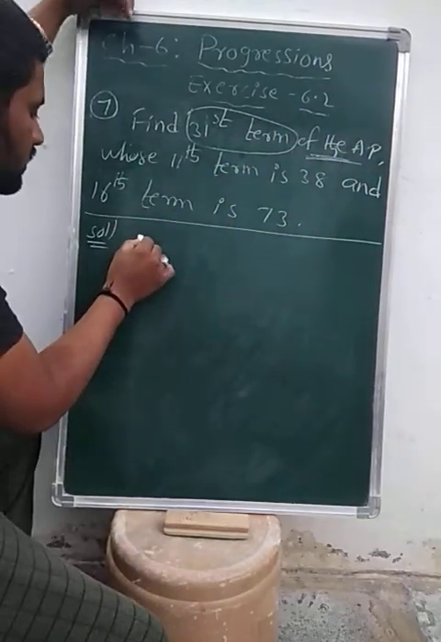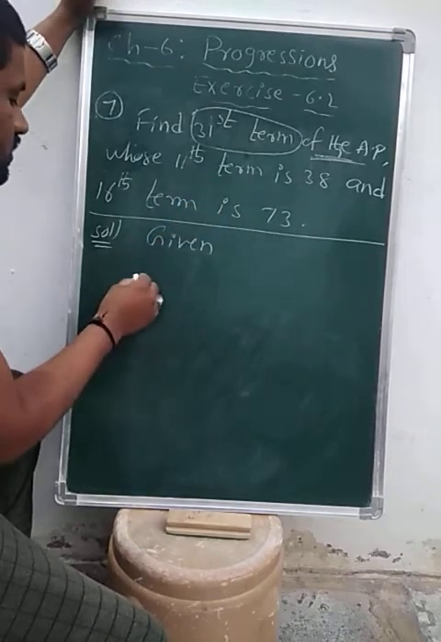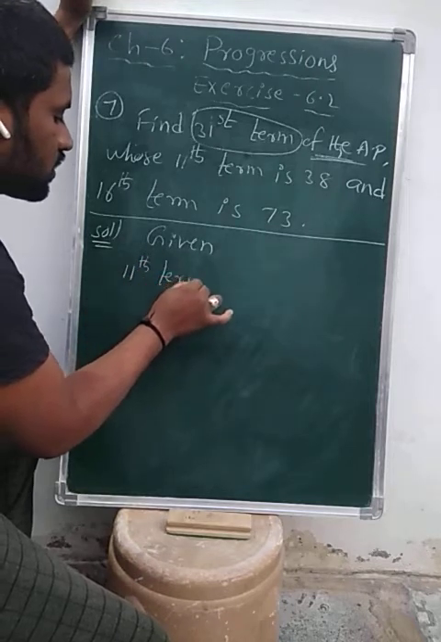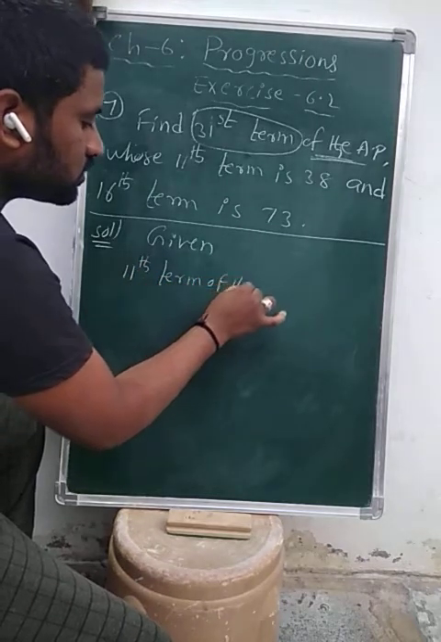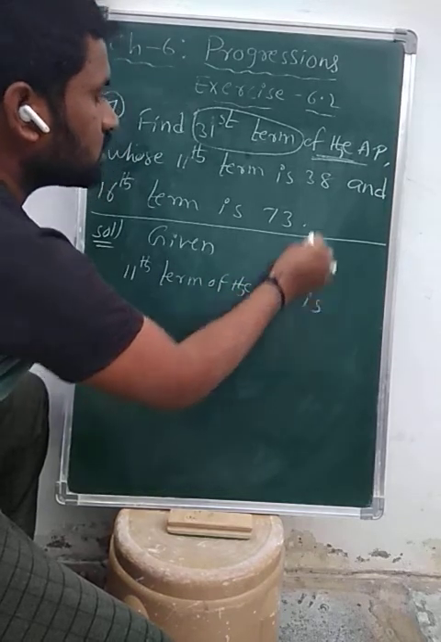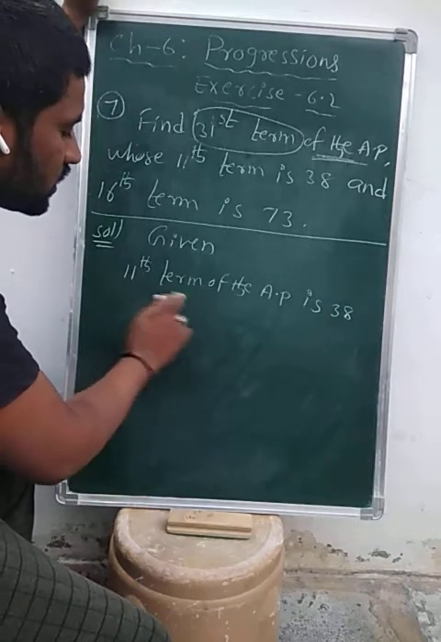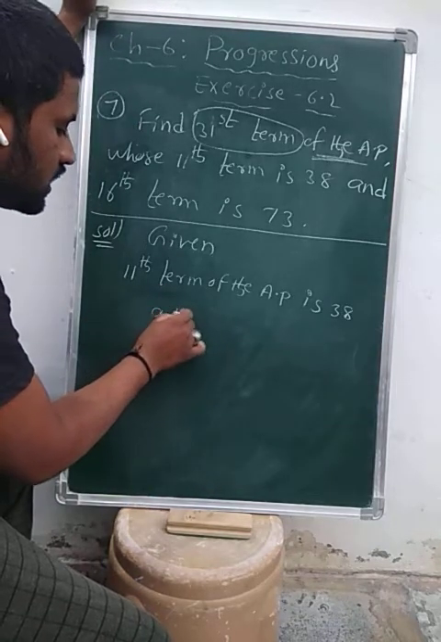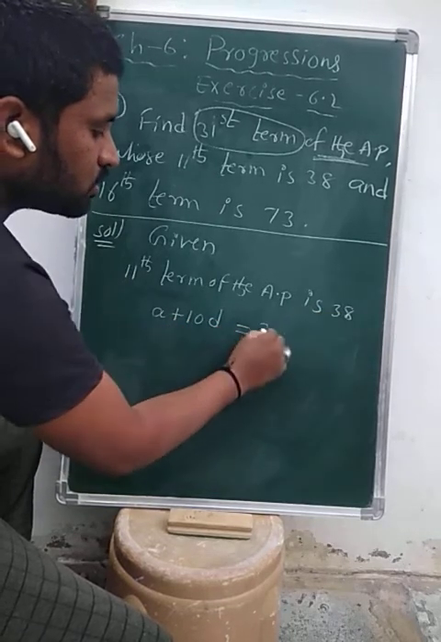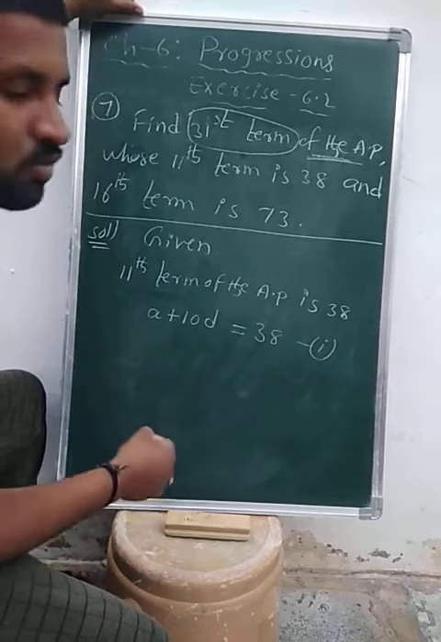Given, the 11th term of the AP is 38. What does the 11th term mean? We can write it as A plus 10D is equal to 38. So this is equation 1.